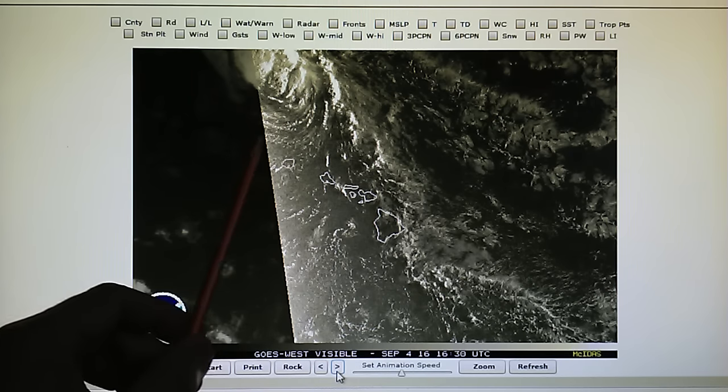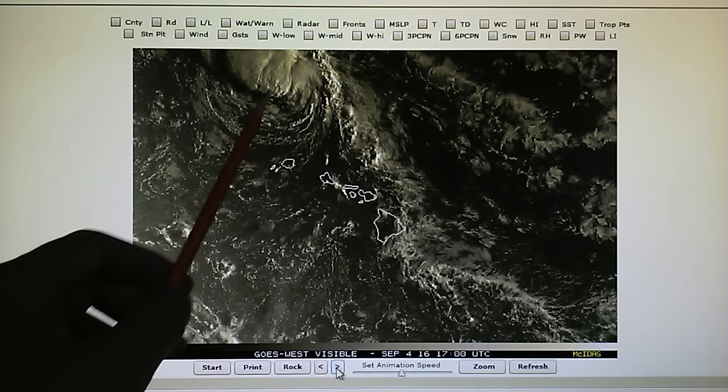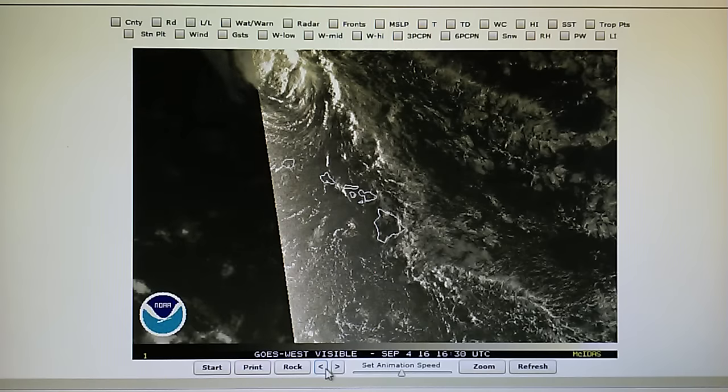Here's a couple of earlier patterns right here. We've got a roll cloud here and one here. Let's just step to the next frame. We can see that these have expanded. We go back and forth here. We can see that.